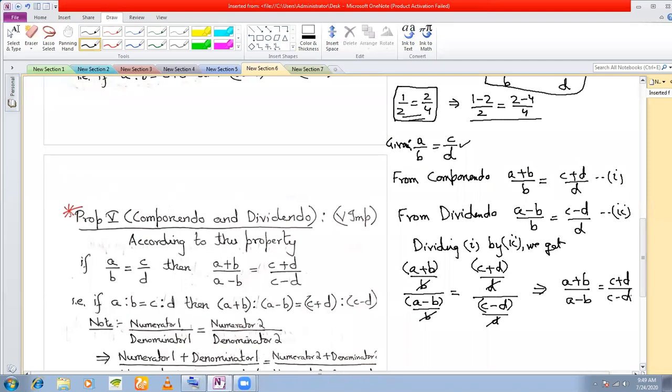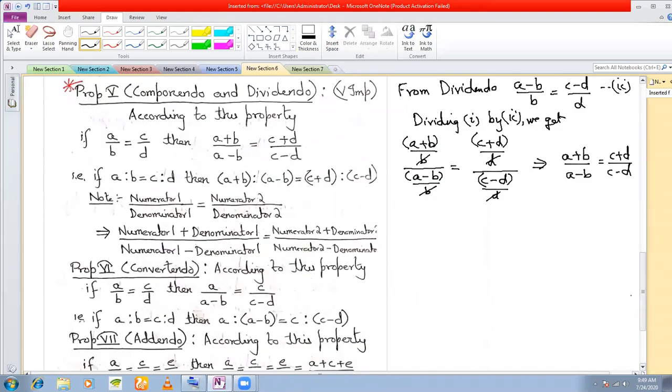Okay, the meaning of this property. Let us take an example, the same example. Let us say 3 by 6 is equal to 1 by 2. This is a proportion. If I want to use componendo and dividendo, what will I do? See, this is my first numerator and this is my first denominator. This is my second numerator, this is my second denominator.